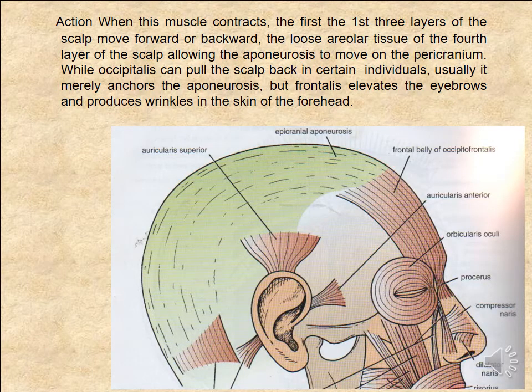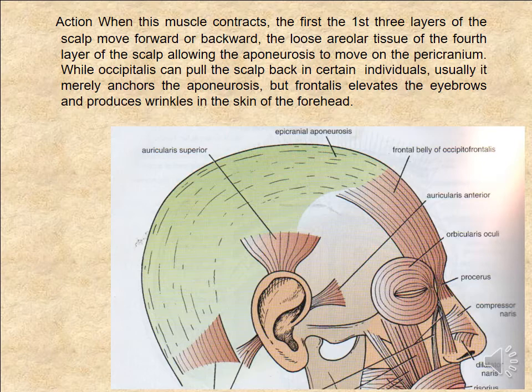The action of this occipitofrontalis muscle: when this muscle contracts, the three layers of the scalp move forward or backward. The loose areolar tissue of the fourth layer of the scalp allows the aponeurosis to move on the pericranium, with the presence of a subaponeurotic space beneath the aponeurosis.